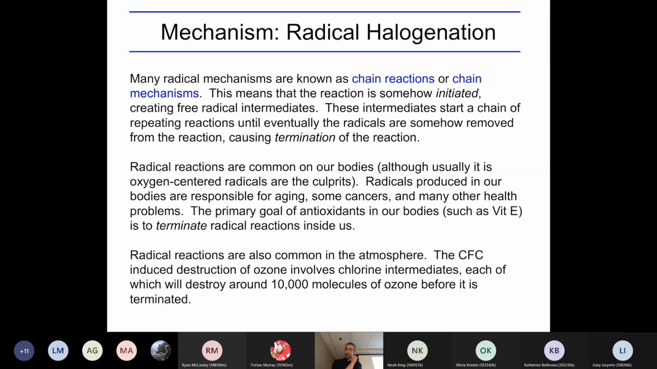Example would be the destruction of ozone in the environment by chlorine radicals. So if you get carbon tetrachloride up in the atmosphere, the sunlight will react with it to create Cl radicals, and that chain on average will run about 10,000 times before it stops. So one atom of chlorine can destroy 10,000 molecules of ozone on average under atmospheric conditions, which is why these reactions can be very damaging, but they can also be very useful as well.